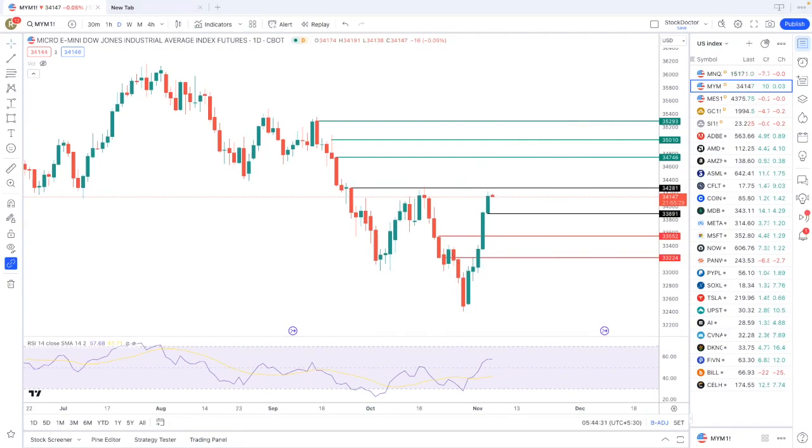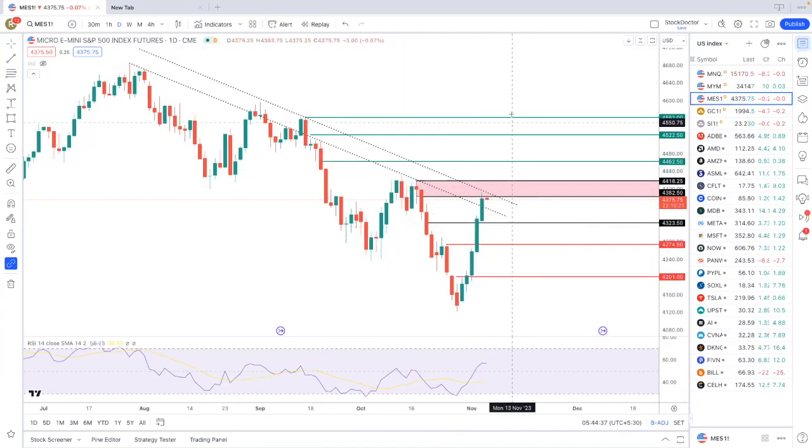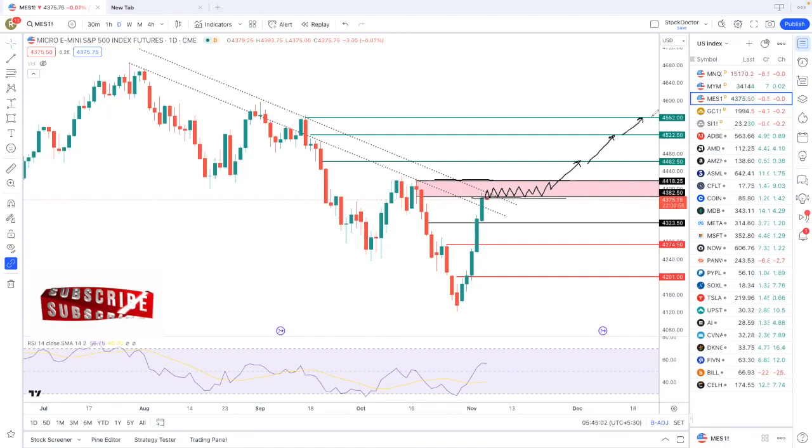Now we will talk about S&P 500. For S&P 500, same thing. It has the resistance area here, which is 4,420 to 4,380. S&P 500 should cross this area to get a next upside of 4,460, 4,520, and 4,560.